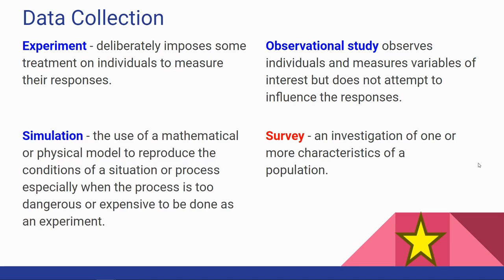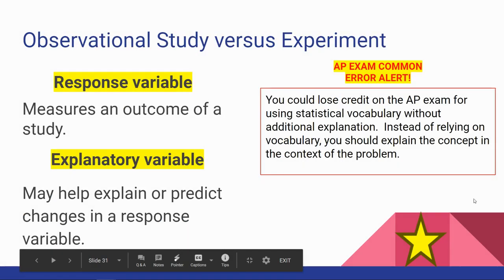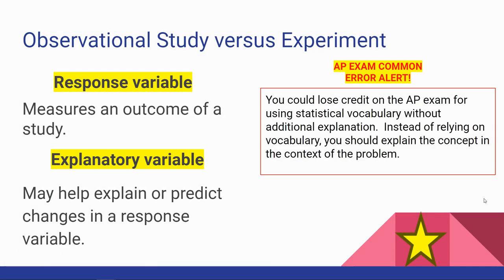The fourth way that you could do data collection is called simulation, and that is the use of mathematical or physical models to represent the conditions of a situation or process, especially when that process is too dangerous or expensive to be done as an experiment.